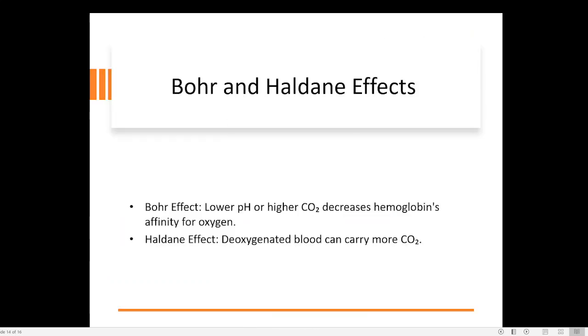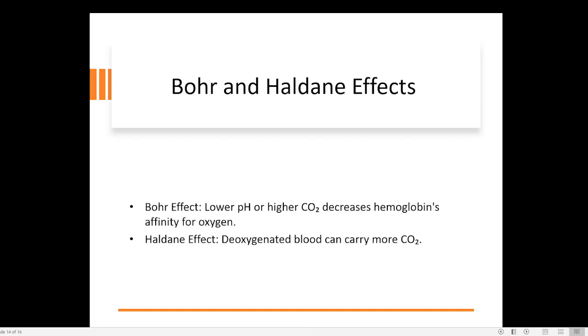The purpose of the chloride shift is that otherwise the presence of this negatively charged bicarbonate ion would decrease hemoglobin's ability to attract and attach with oxygen. Another process is that in the case of deoxygenated or impure blood, it can carry more carbon dioxide, and this effect is known as the Haldane effect.